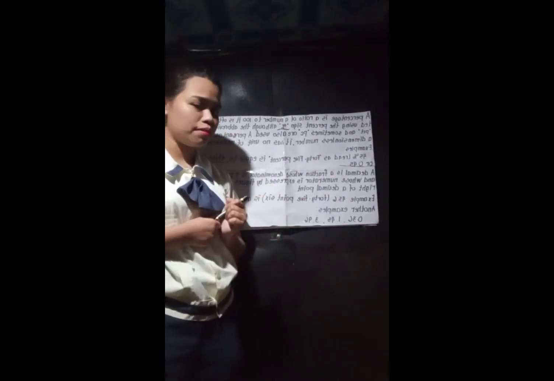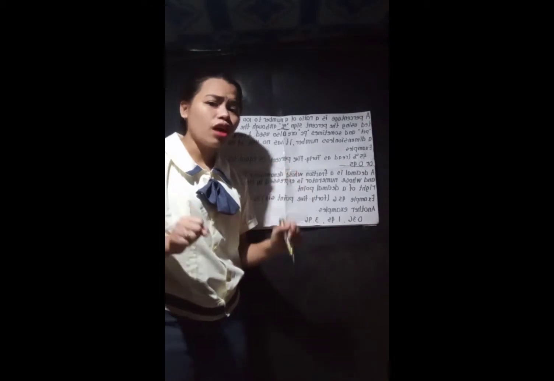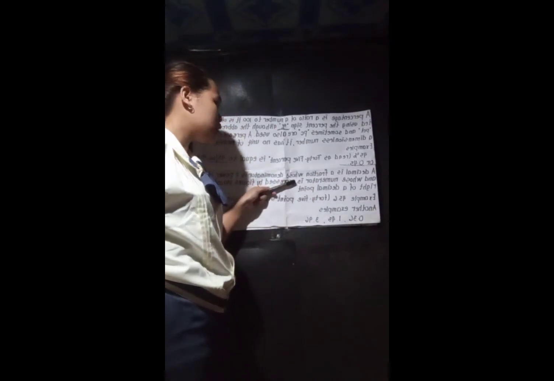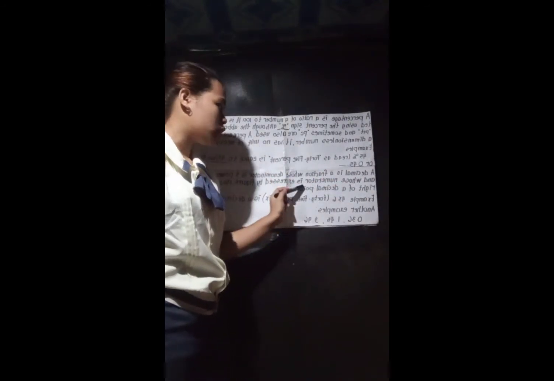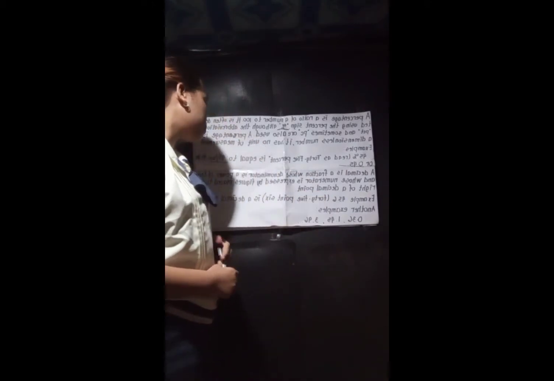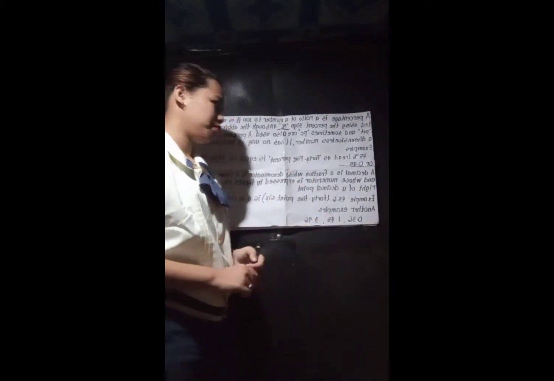So, next we will talk about decimals. A decimal is a fraction whose denominator is a power of 10 and whose numerator is expressed by figures placed to the right of a decimal point.